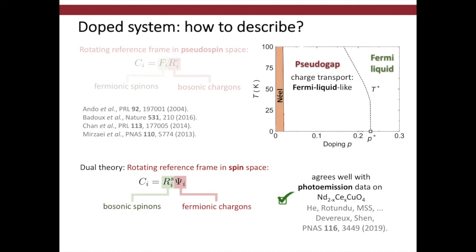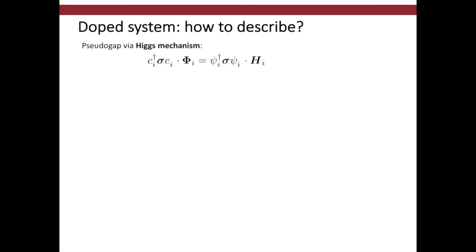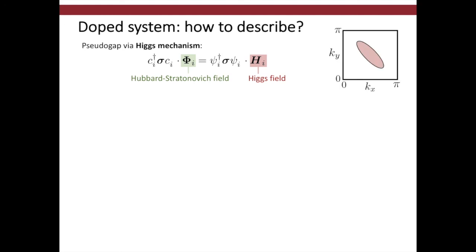In this formulation, the pseudogap is related to a Higgs mechanism. The Higgs field, H, is defined in the way shown here, where phi is the Hubbard-Stratonovich field used to decouple the Hubbard interaction, or more generally represents the collective spin mode in the spin-fermion model. Based on our previous discussion, you can intuitively think of the Higgs field as the spin degrees of freedom transformed into a rotating reference frame. When the Higgs field condenses, it gaps out the chargons at (pi, 0), leading to small chargon pockets and ultimately to the Fermi arcs shown on the previous slide.